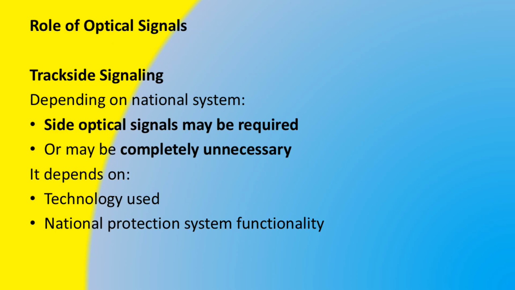Role of optical signals. Next, let us discuss the role of trackside optical signals. Depending on the national signaling system, side optical signals may still be required. In some national systems, drivers rely on traditional signals placed beside the track. However, in other systems where cab signaling is fully available, these external signals may not be necessary. Therefore, whether trackside signals are required or not depends on the technology and functionality of the national protection system.